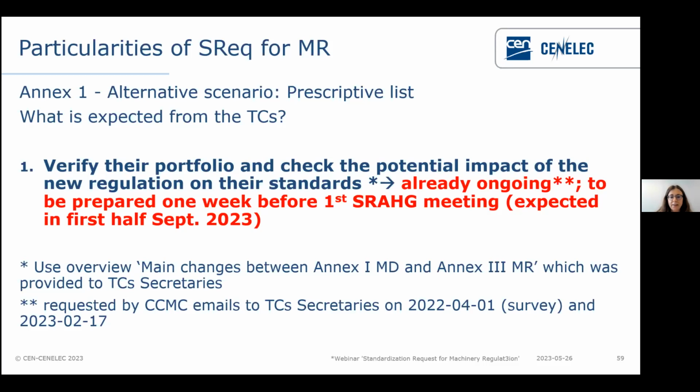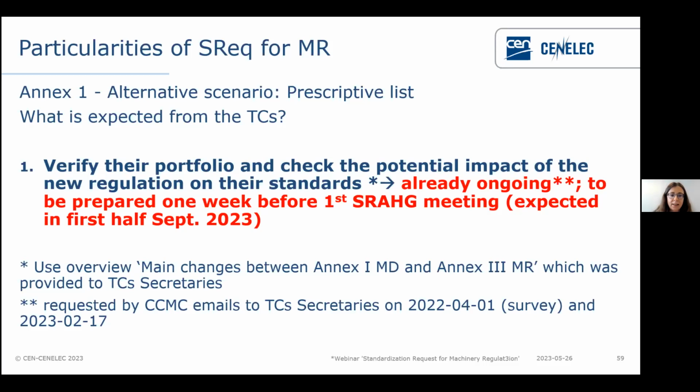And for this, again, it's very useful that you use for help an overview that was prepared by CEN CENELEC Sector Forum on Machinery, main changes between Annex 1 Machinery Directive and Annex 3 Machinery Regulation. It lists in a nice way these changes in essential requirements. And this document was provided some time ago to TC secretaries. So then you should normally have it.